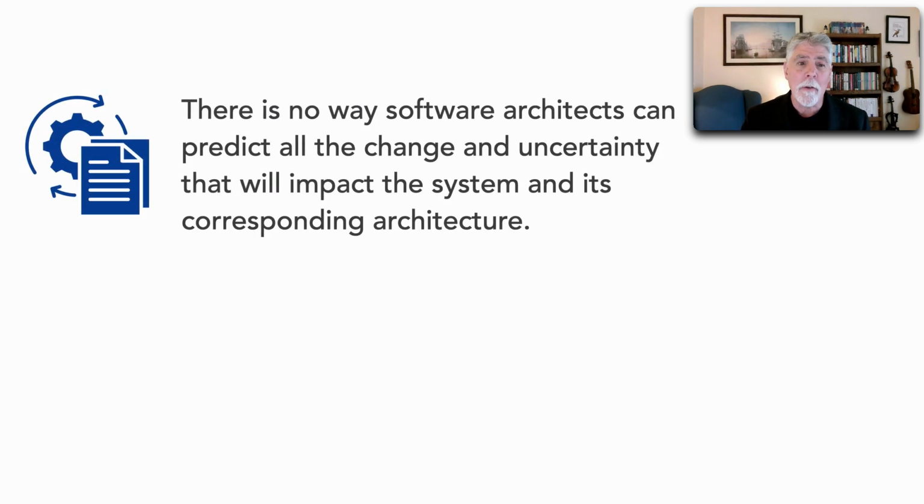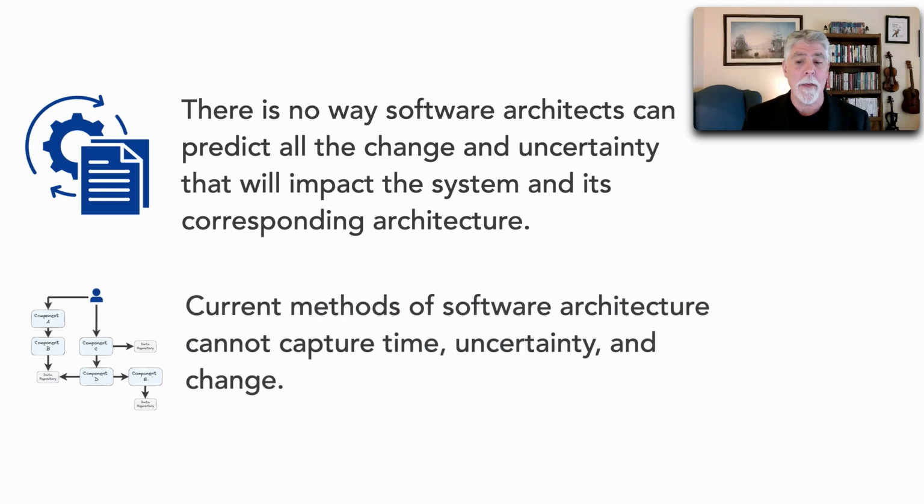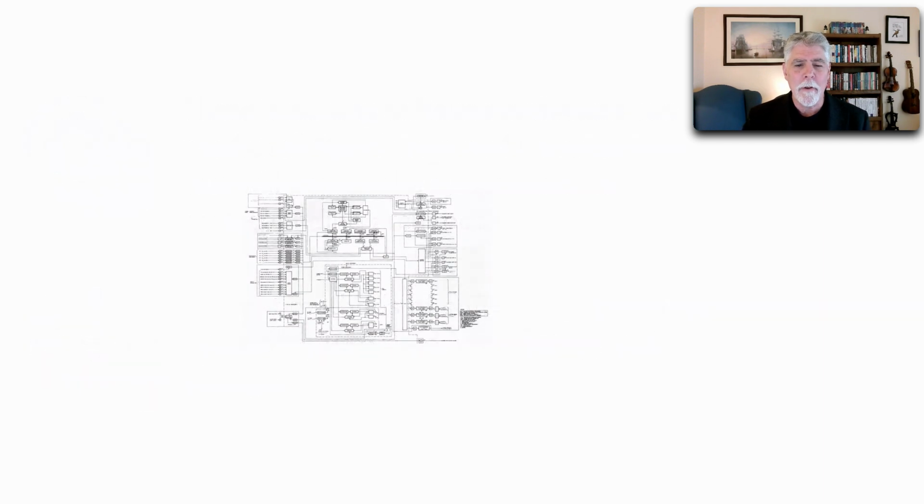So there's two basic premises within residuality theory. First is that there is no way software architects can predict all of the changes and all of the uncertainty that exists that will impact the system and its corresponding architecture now and in the future. And the second premise is that current methods of software architecture cannot capture time, uncertainty, and change. Let me show you an example of this.